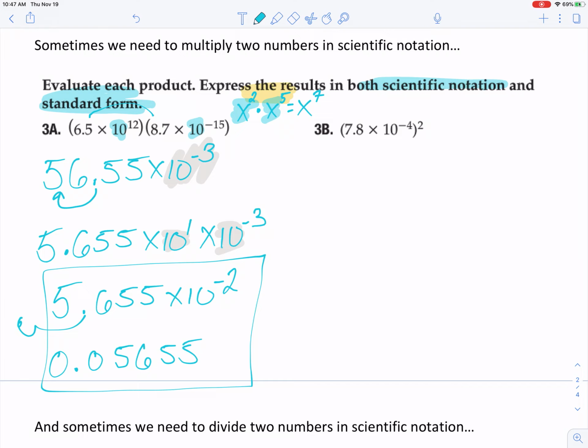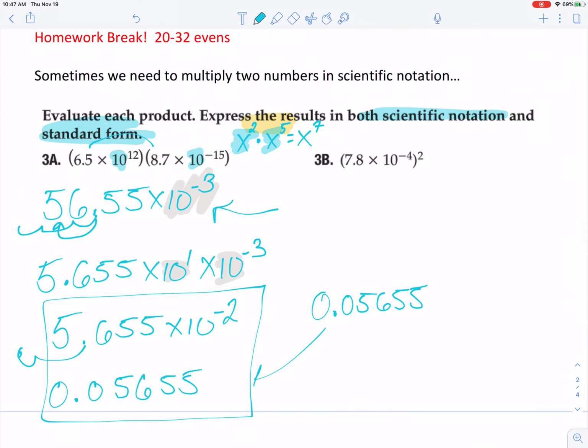The other thing you could have done when you were here is you could have just quickly rewritten that. Move that decimal point 3 places. 1, 2, 3. 0.05655. That looks familiar. And then after that, you could have put it back into scientific notation, which would have been 5.655 times 10 to the negative second. Oh, hey, that looks familiar. Okay, either method would have worked.